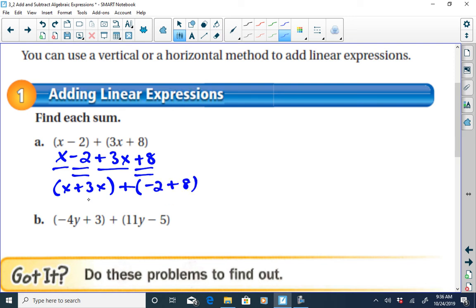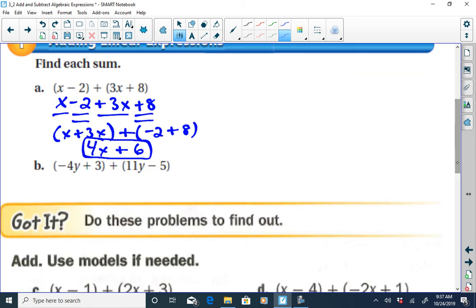Once you put your like terms together, next step, you simplify. 1x plus 3x is 4x, plus negative 2 plus 8 is 6. So 4x plus 6 would be the sum of x minus 2 and 3x plus 8. Let's try another one, but I'm going to move this over here.